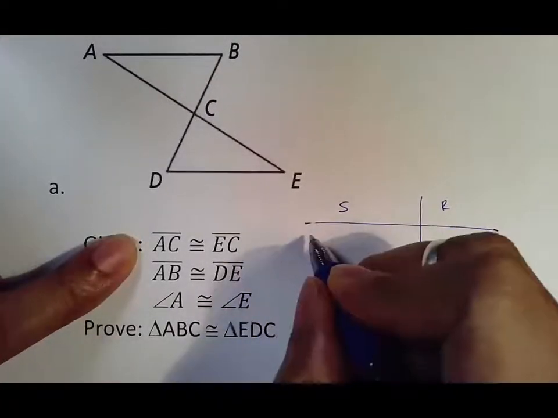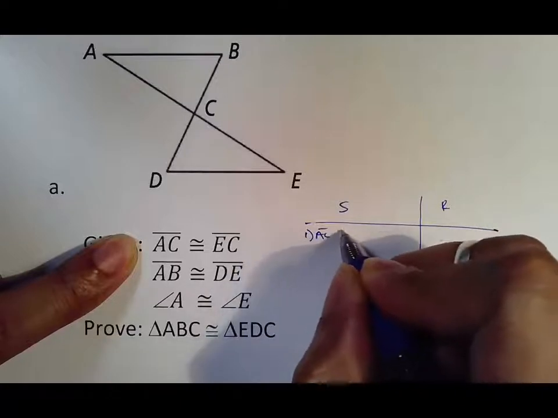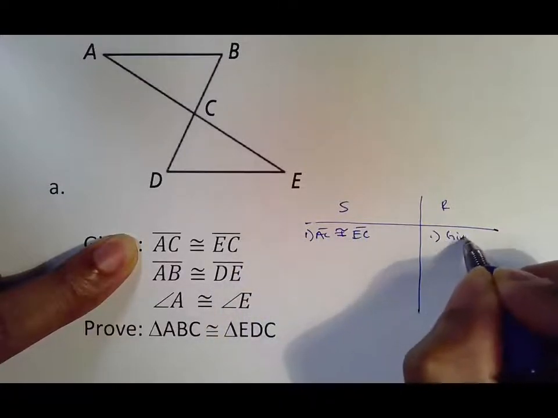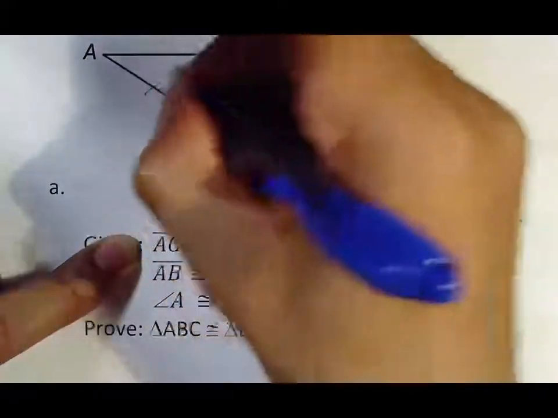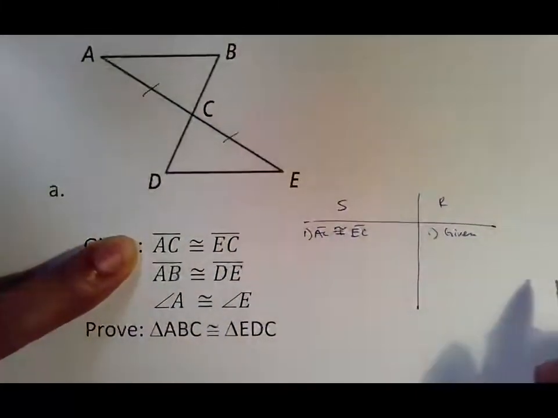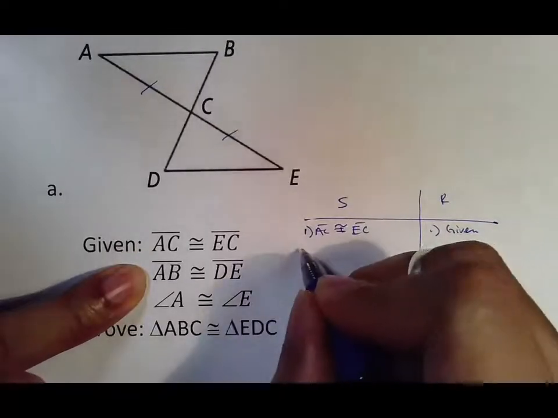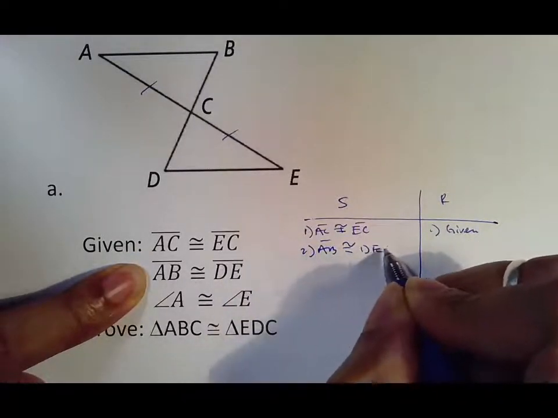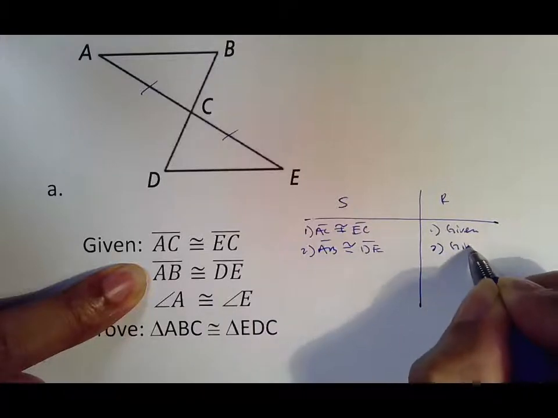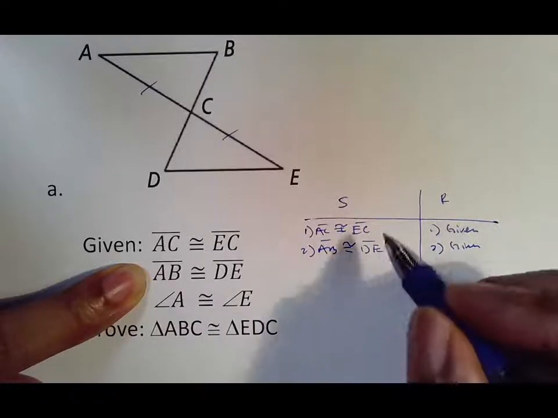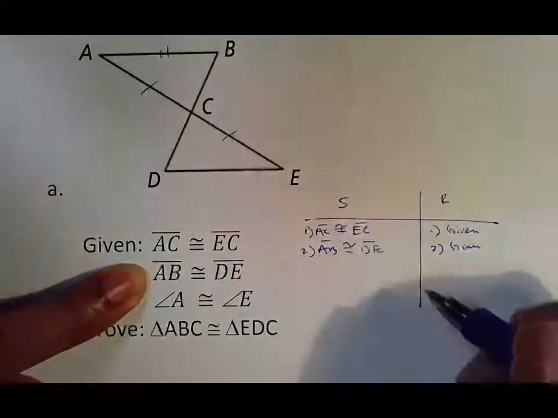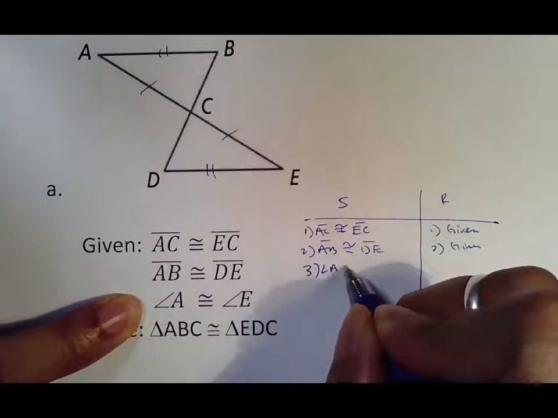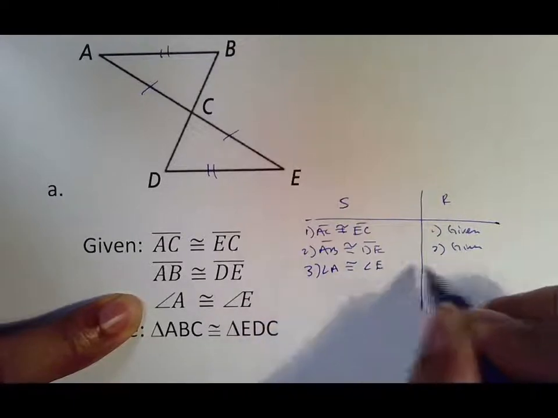The first thing we want to do is put down AC congruent to EC, and that's because it was given. AC is this piece, EC is that piece, so that works. 2, AB congruent to DE, again that was given. So AB, which is this part, congruent to DE, which is this part. And then the third is angle A congruent to angle E, was also given.